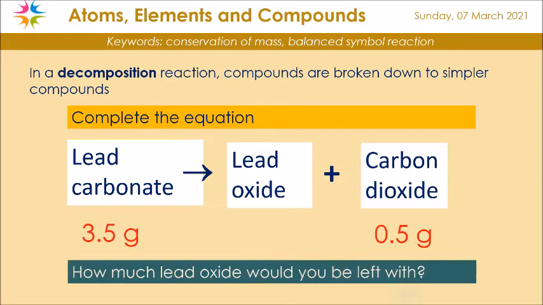Right, back to calculations. The question is, how much lead oxide would you be left with? Because we started with lead carbonate, 3.5 grams. These are the reactants. These are the products. We must have 3.5 grams of products. So we've already got 0.5 grams, so we need another 3 grams of lead oxide, so that the mass of the products is the same as the mass of reactants. And there's the little equation, and we've got 3.5 reactants and altogether 3.5 products.